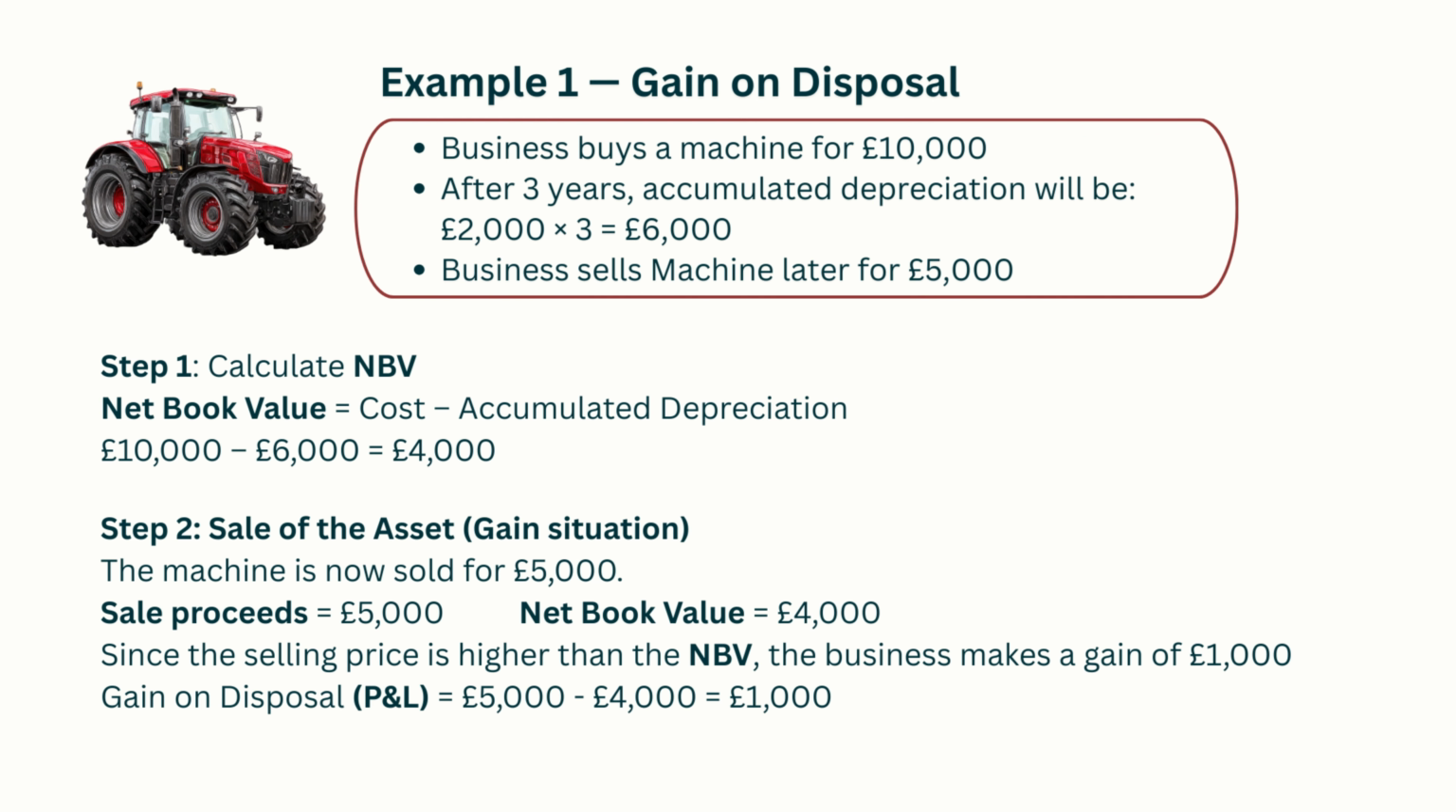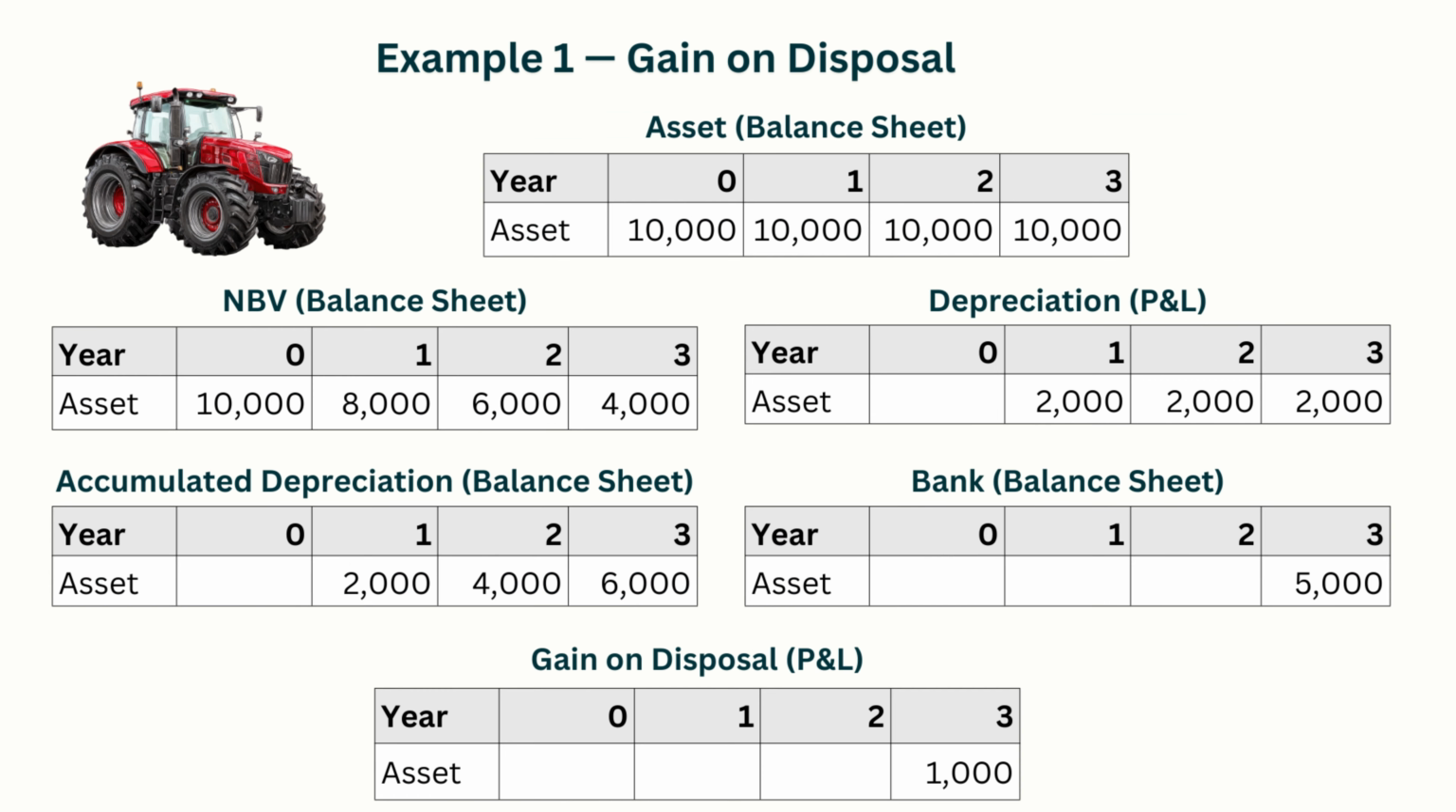Now that we know the gain is £1,000, let's see how this builds up over time in the accounts. Now this slide shows how the numbers appear across the years and where they end up. Asset is in the balance sheet. At year 0, when we buy the machine, the asset is recorded at £10,000. That's the cost, and it sits in the balance sheet.